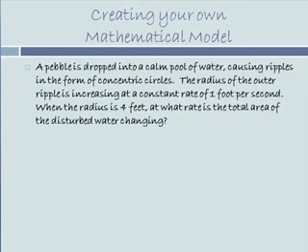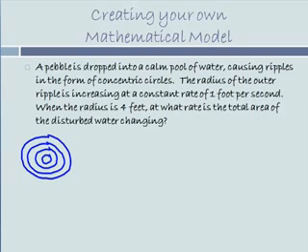We have a pebble is dropped into a calm pool of water, causing ripples in the form of concentric circles. So if we draw that out, so we throw in the pebble, and then we start getting these concentric circles. So you can imagine what that looks like. The radius of the outer ripple is increasing at a constant rate of 1 foot per second. When the radius is 4 feet, at what rate is the total area of the disturbed water changing? So let's say my concentric circles here represent the disturbed water, so it hasn't reached any farther than that. So we're relating the area to the radius.